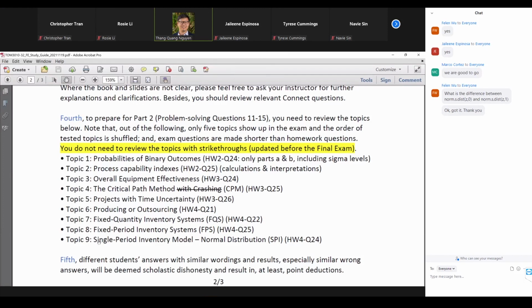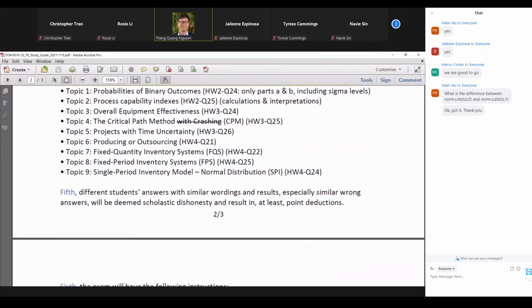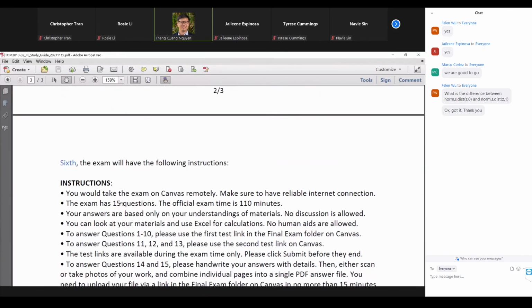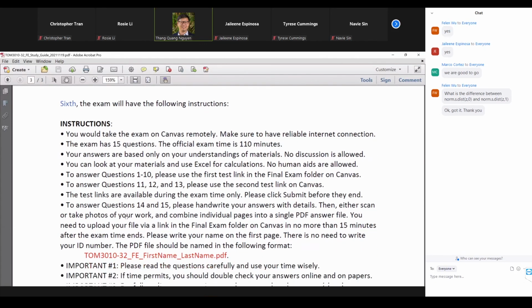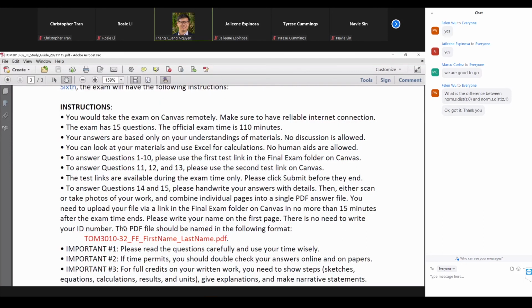Topics 7, 8, and 9 are the topics that we talked about recently: FQS, FES, and SPI, right? I hope that the class notes and everything will help you with reviewing those topics. The instructions for the exam are down here. I already posted the instructions on Canvas, so if you go on Canvas, you're going to see everything over there. On the final exam day, you're going to see the 3 actual links for the questions.